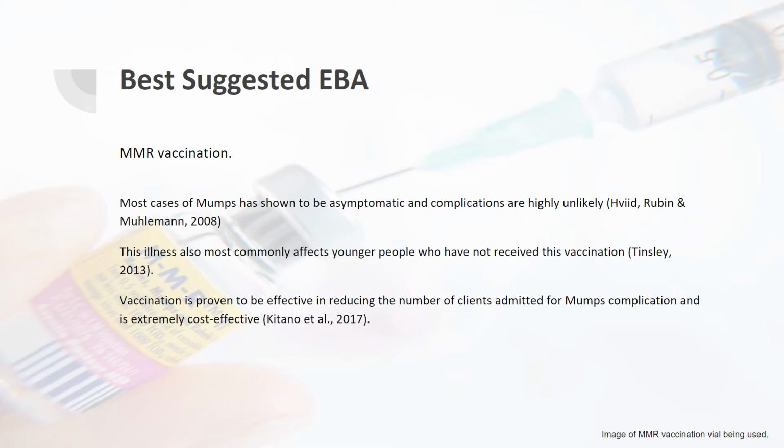The best suggested evidence-based approach is the MMR vaccination. It has been proven that most mumps cases affect the youths who have not received the MMR vaccination before. Hence, mumps can be more easily controlled if people of this age group are given the opportunity for immunisation.